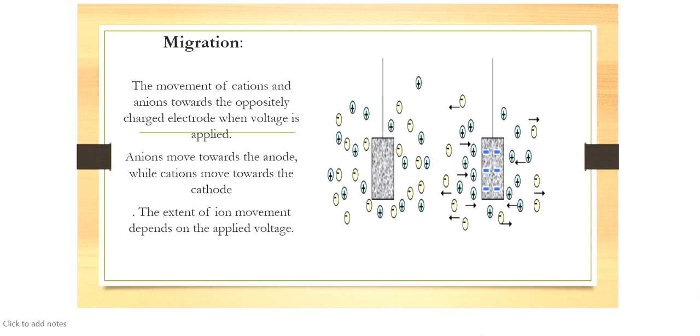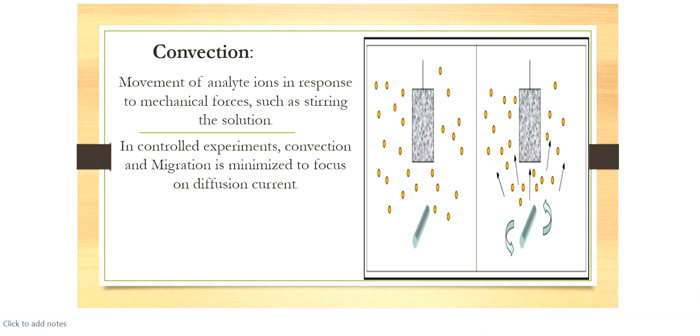Now come to the convection. Mass transfer will take place in convection mode. The movement of analyte ions in response to mechanical force such as stirring the solution. In a controlled experiment, convection and migration are minimized to focus on the diffusion currents. So we are only concerned about the diffusion current. We are not concerned about the convection or migration current. So that's why we only know how the diffusion mass transfer takes place and the current generated due to the diffusion mass transfer.